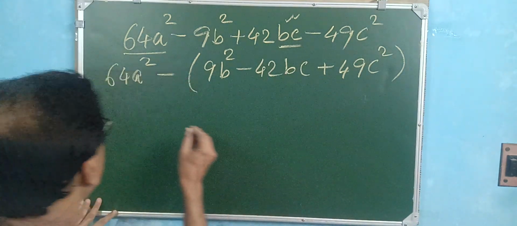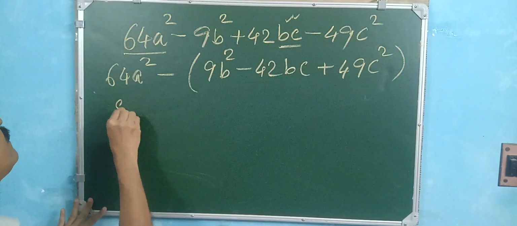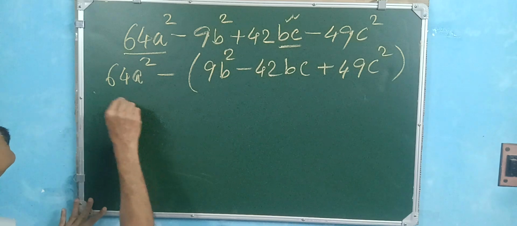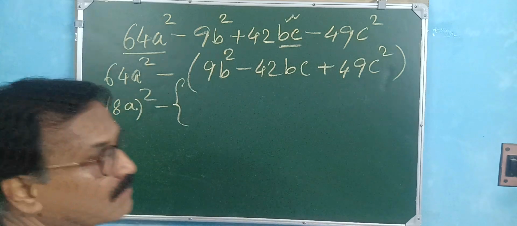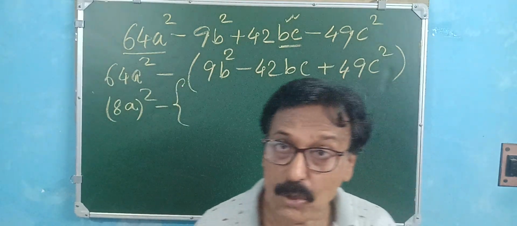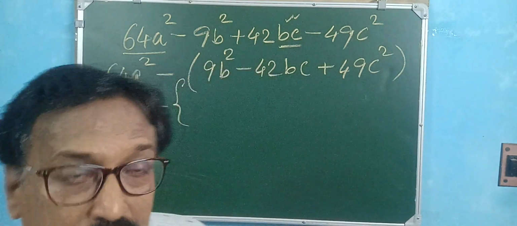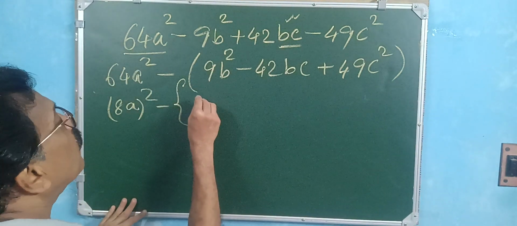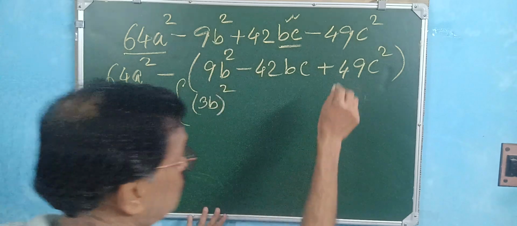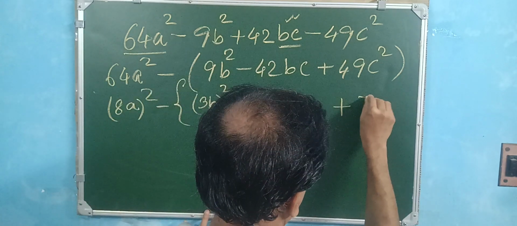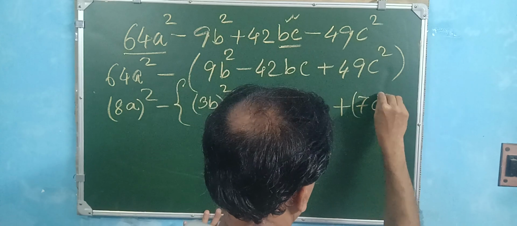We just write in this way. So 8 is 64, 8a whole square. You write. This part is okay. Now use the second bracket. This is the utility of using the brackets, very important. Now 9b square, that means 3b whole square. Okay, first you write 49, 7c whole square.